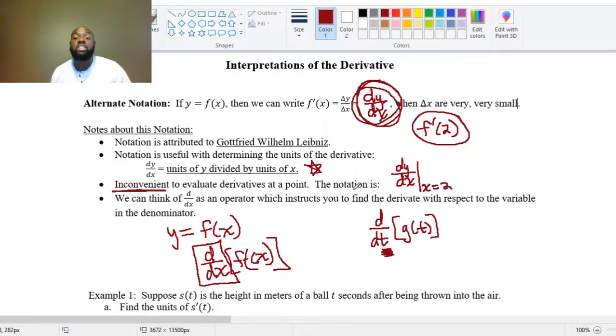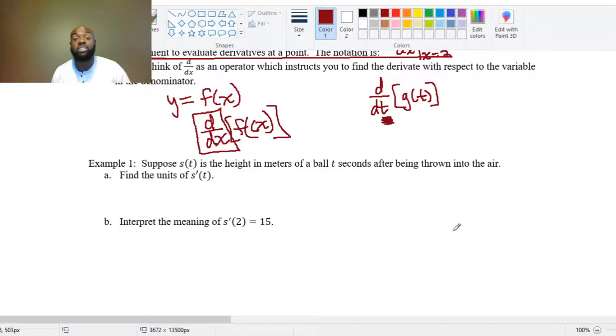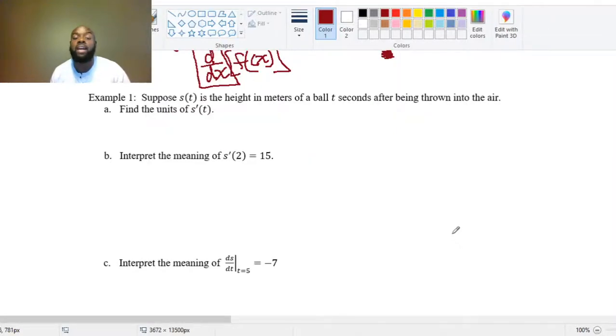Our goal in this section is to go through a full review of how we can interpret the derivative. For the rest of this section, we're going to look at several example problems where we do just that. In example 1, it says, suppose s of t is the height in meters of a ball t seconds after being thrown into the air. Find the units of s prime of t. Now, you don't always have to necessarily do this.